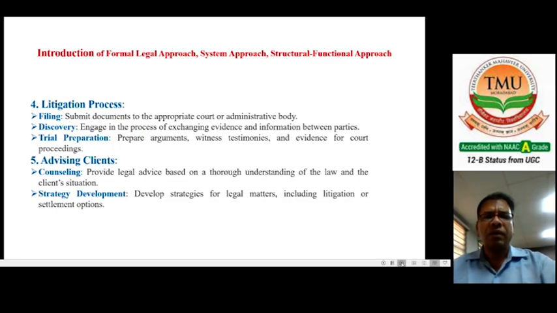The fourth important part of the formal legal approach is the litigation process. This includes filings: submit documents to the appropriate court or administrative body. Discovery: engage in the process of exchanging evidence and information between parties. Trial preparation: prepare arguments, witness testimony, and evidence for court proceedings. Fifth is advising clients. Counseling: provide legal advice based on a thorough understanding of the law and the client's situation. Strategy development: develop a strategy for legal matters, including litigation or settlement options. These are the important parts of the formal legal approach.